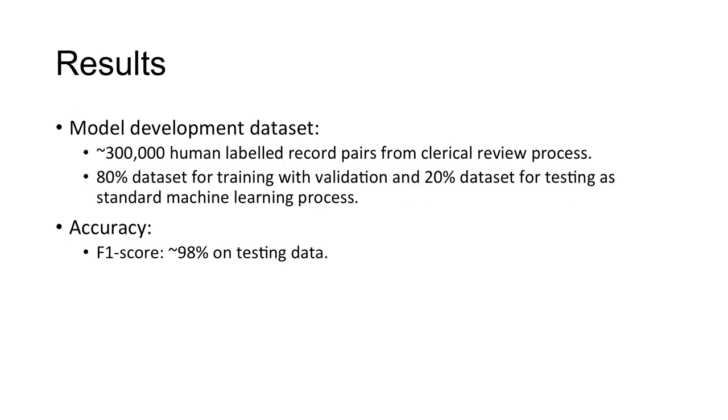Now I'll talk about results. In the model development dataset, we used around 300,000 human-labeled record pairs from clerical review, historically stored. Among these datasets, as a standard machine learning process, we used 80% for training with validation, and the remaining 20% for testing. We found accuracy of around 98% on testing data as F1 score.